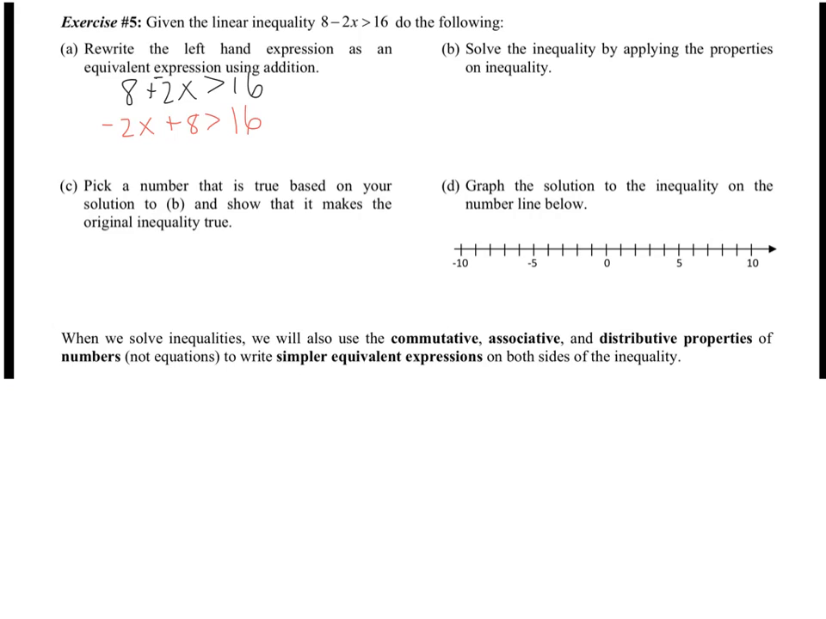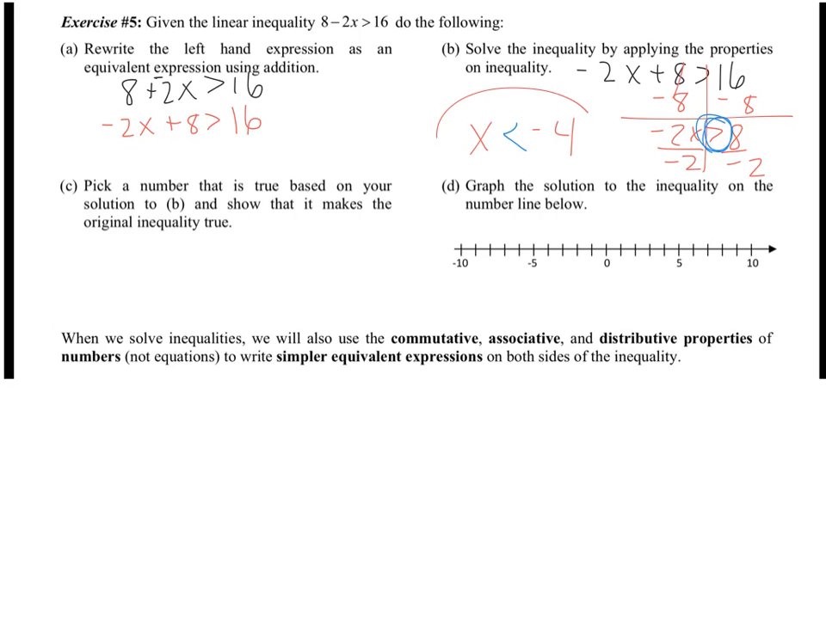So solve the inequality by applying the properties of inequality. So we have our new equation, negative 2x plus 8 is more than 16. And we're going to solve. So we subtract 8 from each side. Negative 2x is more than 8. Then we divide by negative 2. What happens when we divide? This changes direction because we divided by a negative number. So 8 divided by negative 2 becomes negative 4.